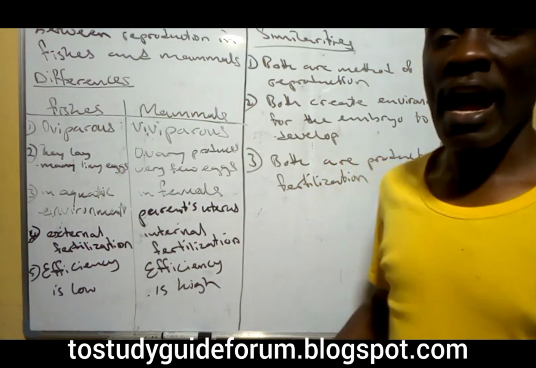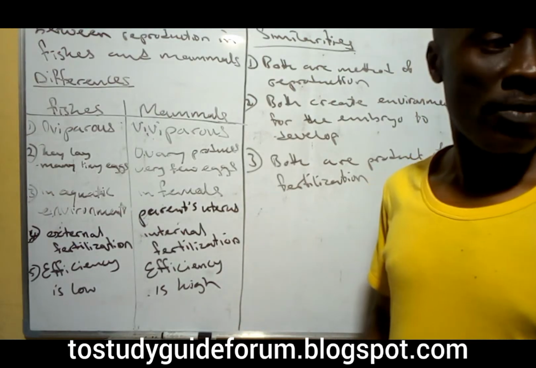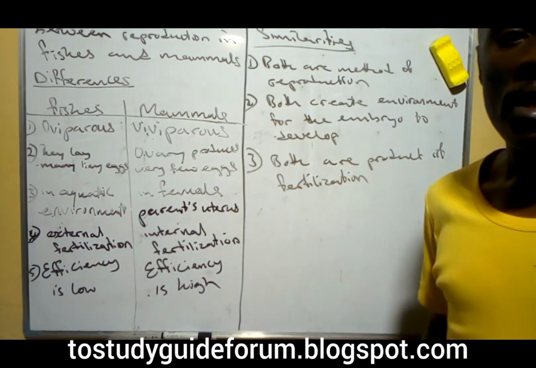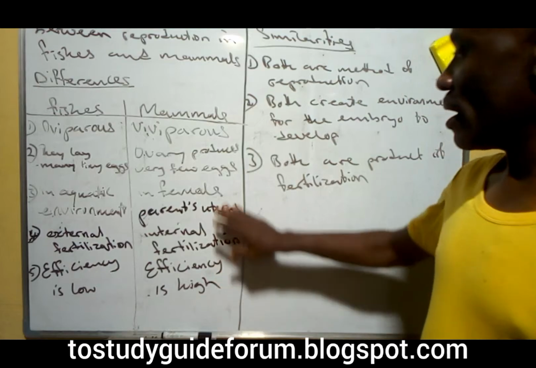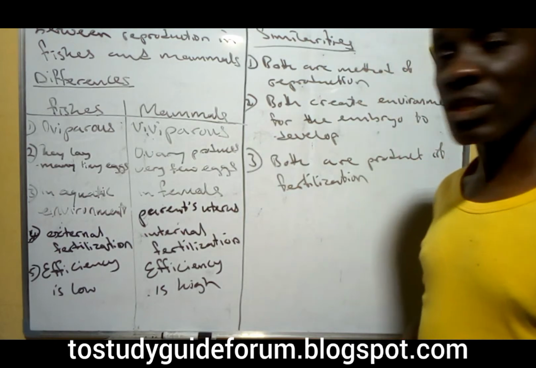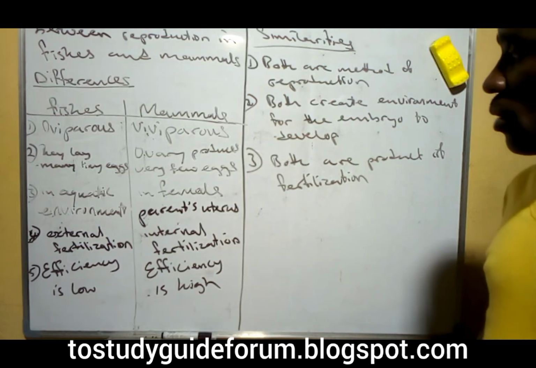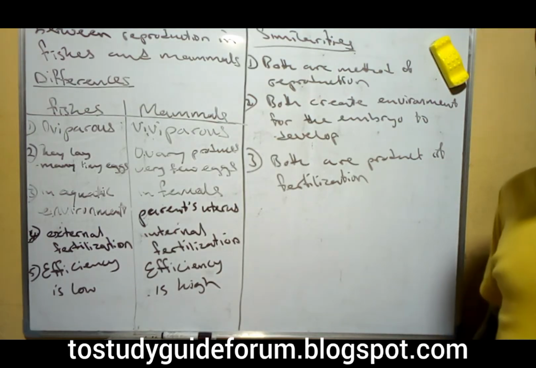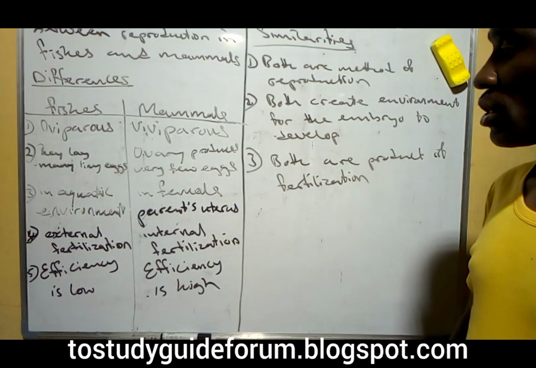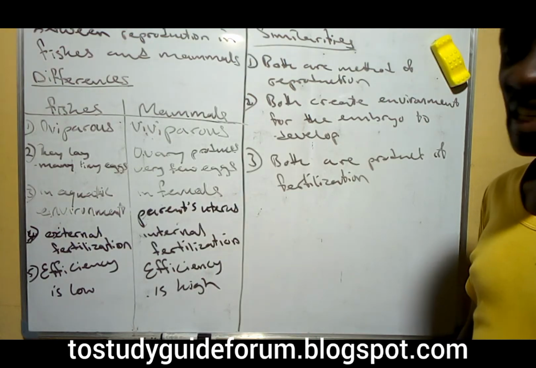Now, fishes have many tiny eggs, while the ovary of the mammal only produces very few eggs. The fishes exist in aquatic environments, while in the mammals, the young exist in the female parent's uterus. That's the womb, which is where their young is residing. And in the fishes, their reproduction is external, while in the mammals the reproduction is internal.